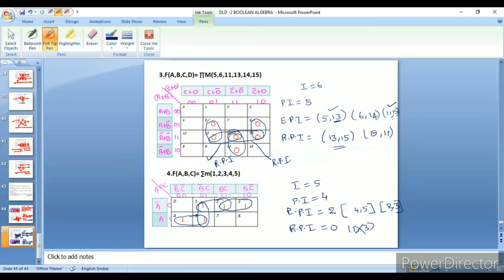You can see 1 and 7 also: it is also not a redundant prime implicant. So when we say redundant prime implicant, it is a prime implicant in which each minterm must be covered with an essential prime implicant. Then only can we say that it is a redundant prime implicant.